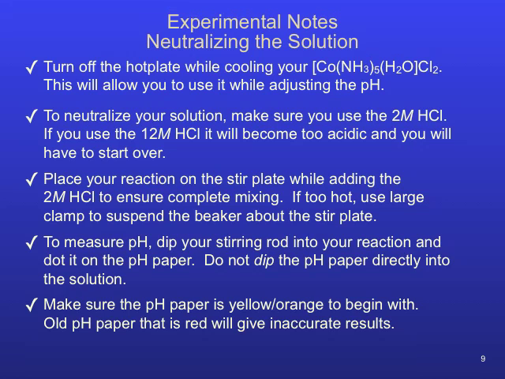You should magnetically stir your reaction mixture when adding the 2 molar hydrochloric acid. If the hot plate is still hot, use a clamp to suspend your beaker above the hot plate. Testing reaction mixture pH is accomplished by using a glass stirring rod to transfer a drop of the reaction mixture to a torn piece of pH paper positioned on your watch glass. Never immerse a whole strip of pH paper in your reaction mixture. Usable pH paper is yellow-orange in color. Old pH paper is usually red in color and should not be used.